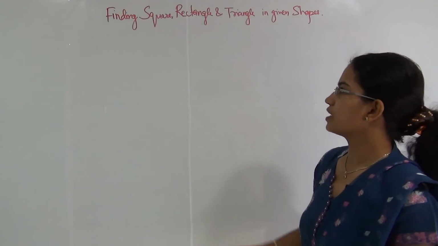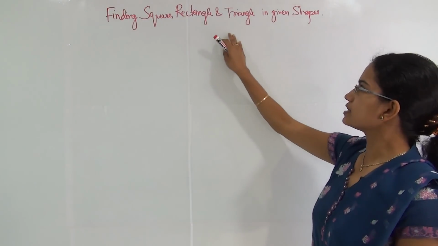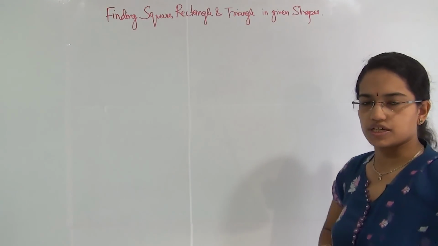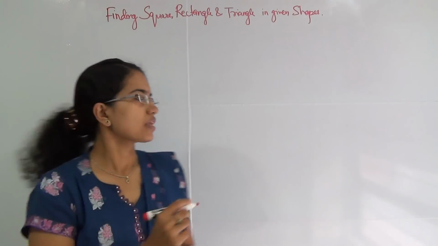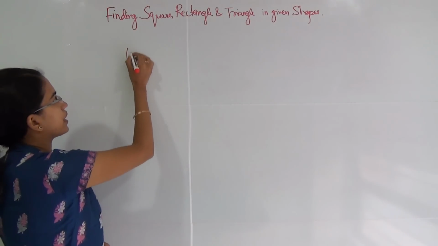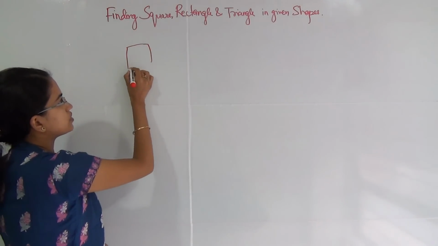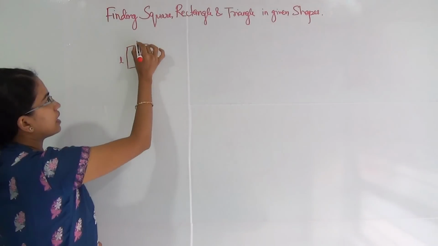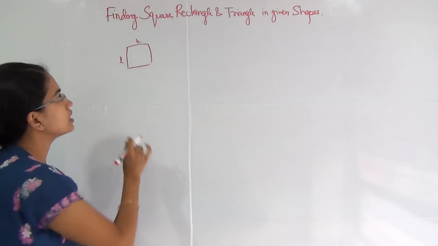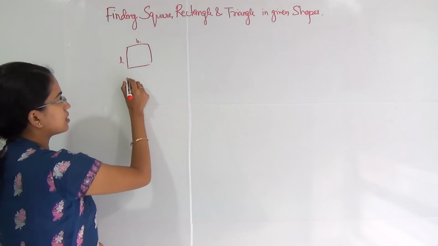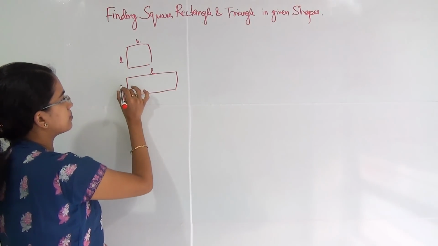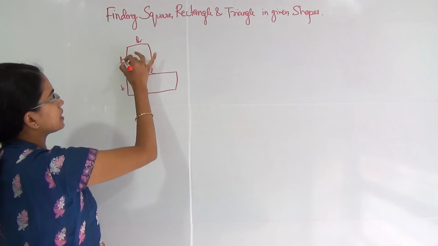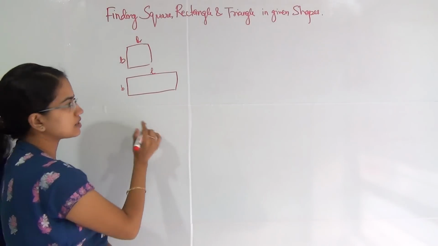Today's class: today we will be finding squares, rectangles, and triangles in a given shape. Let's first start with understanding the concepts of a square. A square is a shape where the length and the breadth are of equal size. A rectangle is a shape where the length and the breadth are of different sizes, okay?